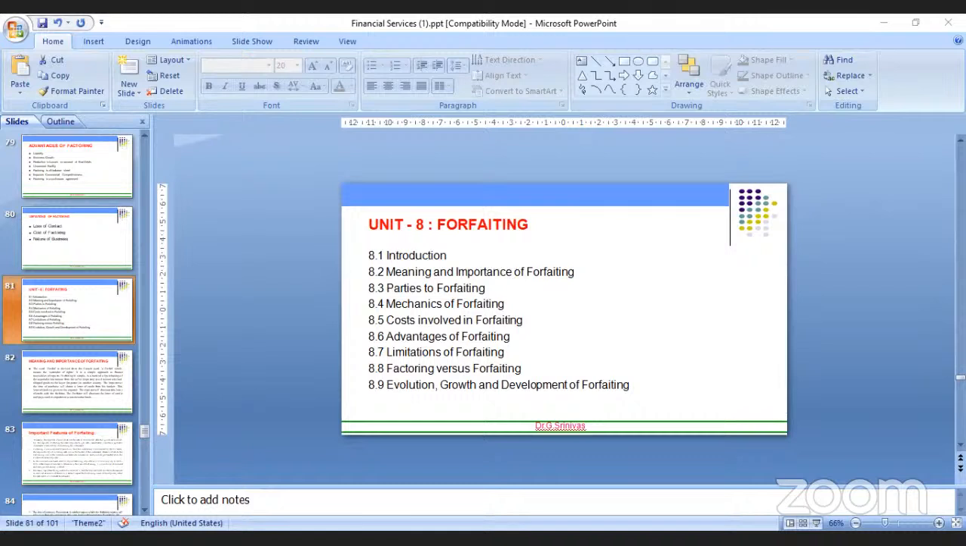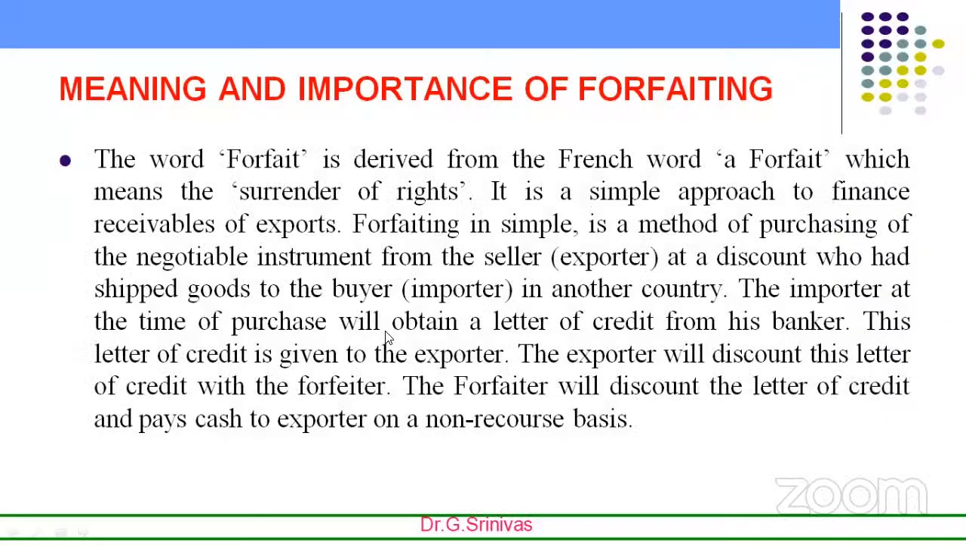Now, what do you mean by forfeiting? Yesterday we completed the concept of factoring. So factoring and forfeiting look similar, but factoring is for domestic trade, whereas forfeiting is for international trade. So it is on exports and imports, right?